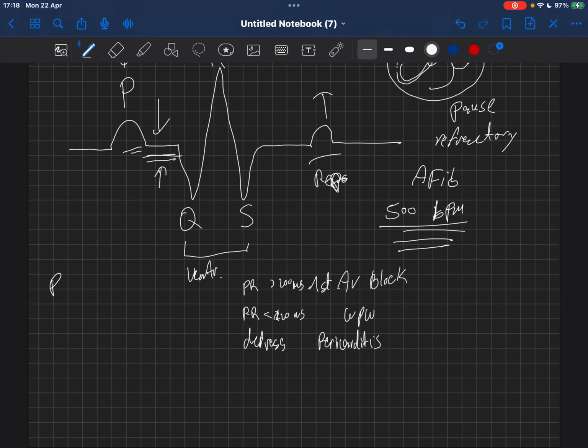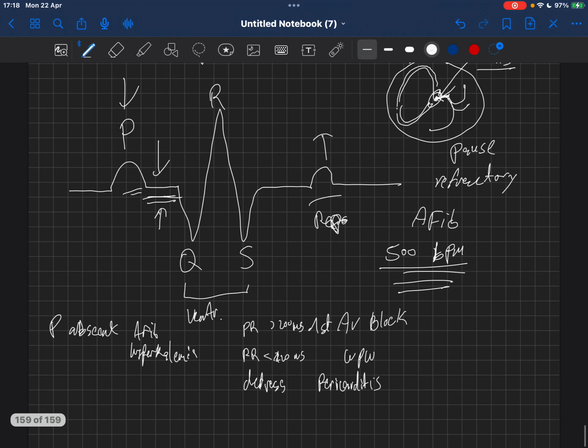Okay, there are also more pathologies, like the P wave can be absent. It happens in atrial fibrillation. I think hyperkalemia can also cause that. Hyperkalemia is a high level of potassium in the blood.